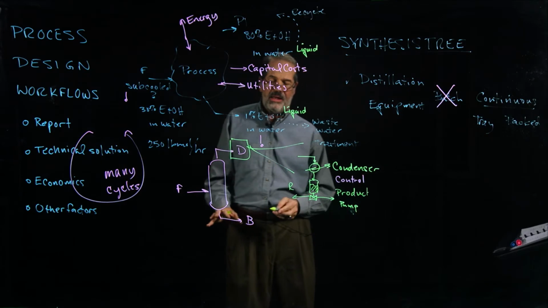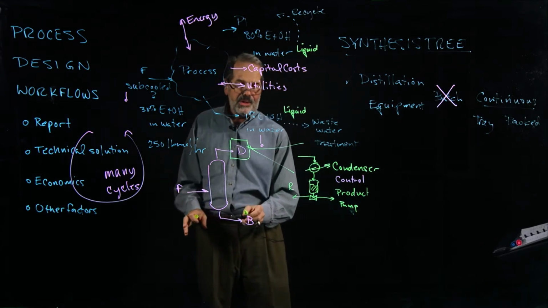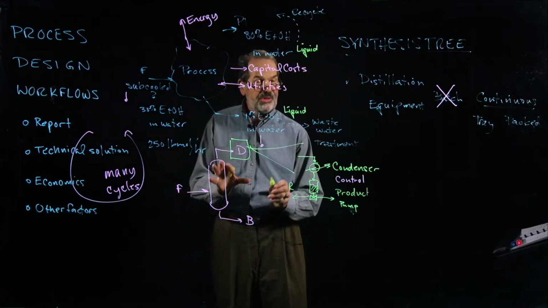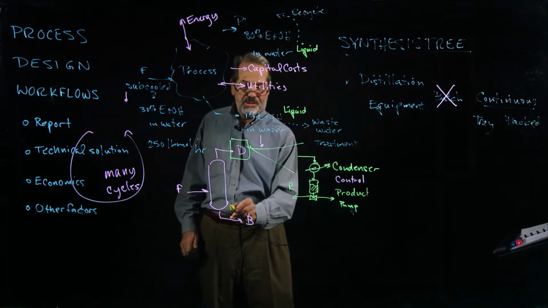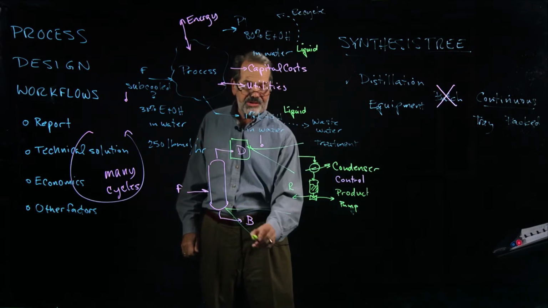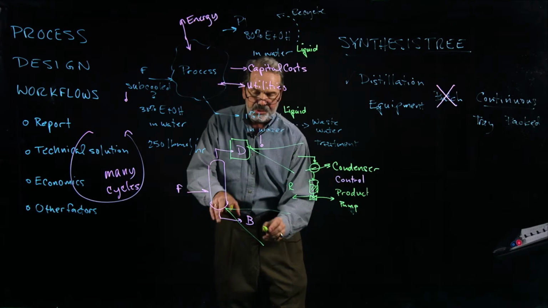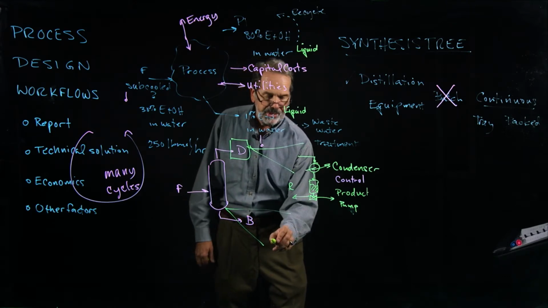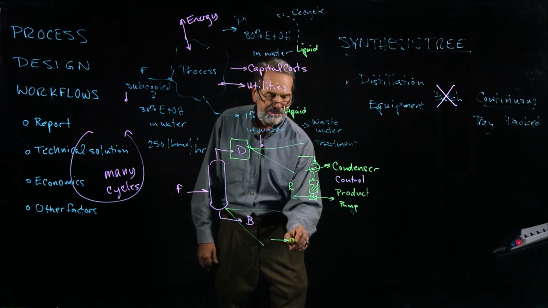At the bottom of the column, we need a reboiler, and we probably will use a partial reboiler. So we're going to enlarge this section to show the liquid coming off the bottom, coming into a reboiler.